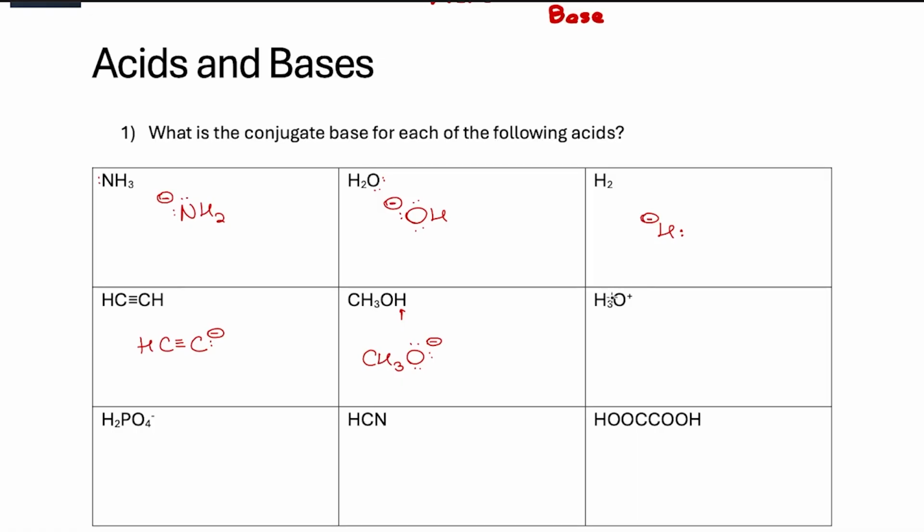Now this H3O+, this is the hydronium ion. If we lose a proton, we end up just as H2O with 2 lone pairs and a neutral formal charge. H2PO4, if we lose one of those protons, we just become HPO4. And now we already had a negative charge, and so we can assume that we'll now have 2 minus. And then the next problem, HCN, we'll be left with just CN, and then we'll have a negative charge right on that carbon because that's where the hydrogen is attached.